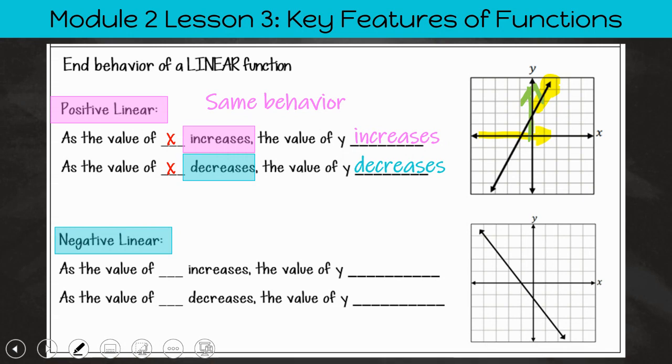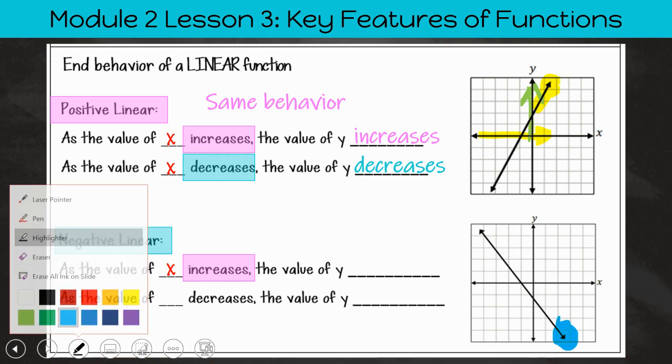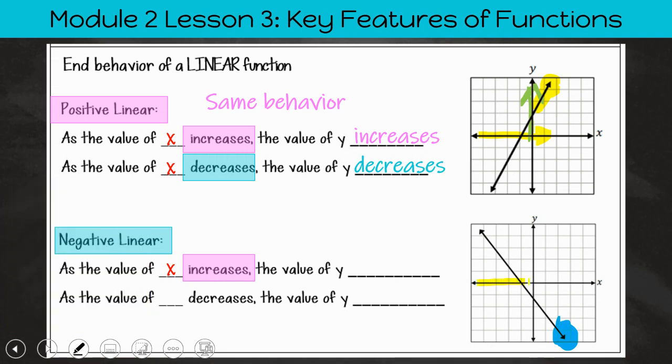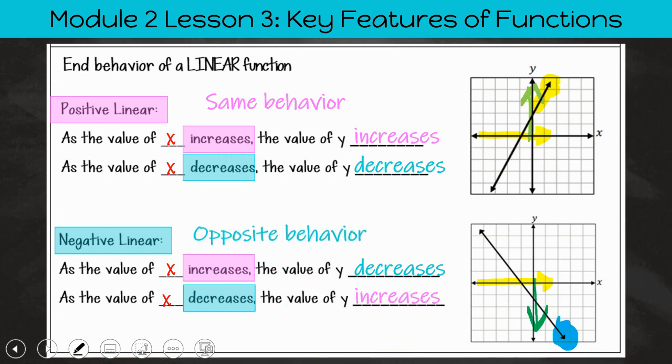Now, a negative linear is when you have the value of x is increasing, or here I'm going to point out, note that it's pointing down to our negative quadrant, okay? But as our value of x is increasing, so as these values are increasing, what is happening to our y values? Well, our y values are decreasing. So this has opposite behaviors.